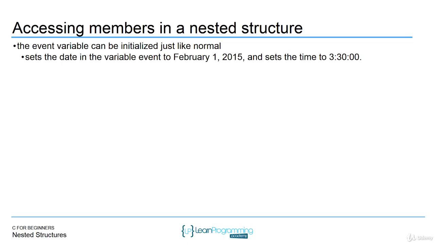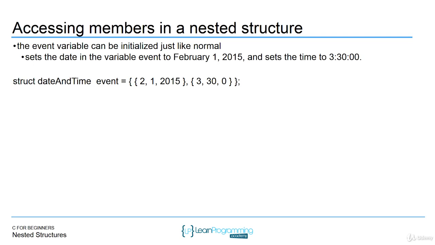If you want to set the date in the variable event to February 4th, 2015 and the time to 3:30, you would say struct date and time event. You would create it just like normal, and then you'd have those curly braces to specify the different struct's initialization members. So in the first curly braces, we're going to initialize the date. We're going to initialize the month to 2, February, the day to 1, and the year to 2015. And then we end the curly braces and we put a comma after those curly braces. And then the second, which looks like a multidimensional array initialization, we say the time is going to be equal to 3:30 with 0.